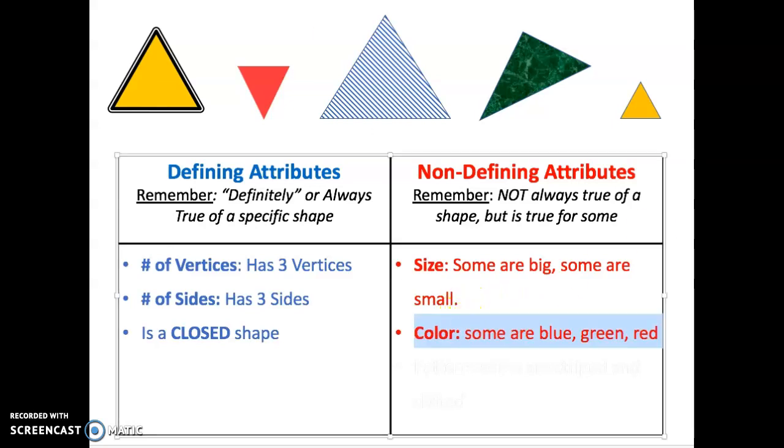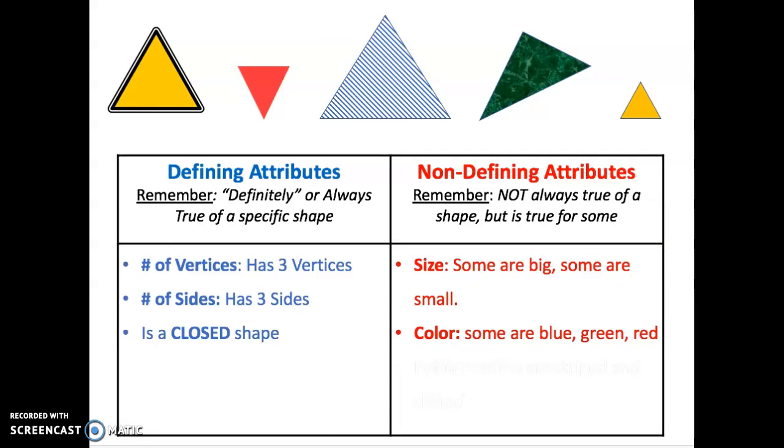Another thing you'll notice is that their color changes. Again, all the shapes are triangles, but they have different colors. Some are yellow, some are green, some are blue, and some are red. Color is a non-defining attribute. It's not always the same for every triangle.